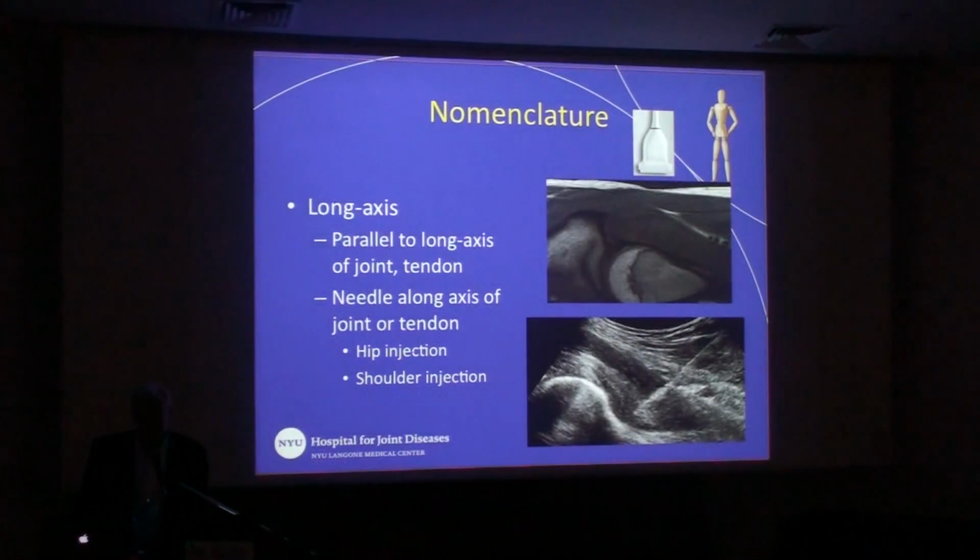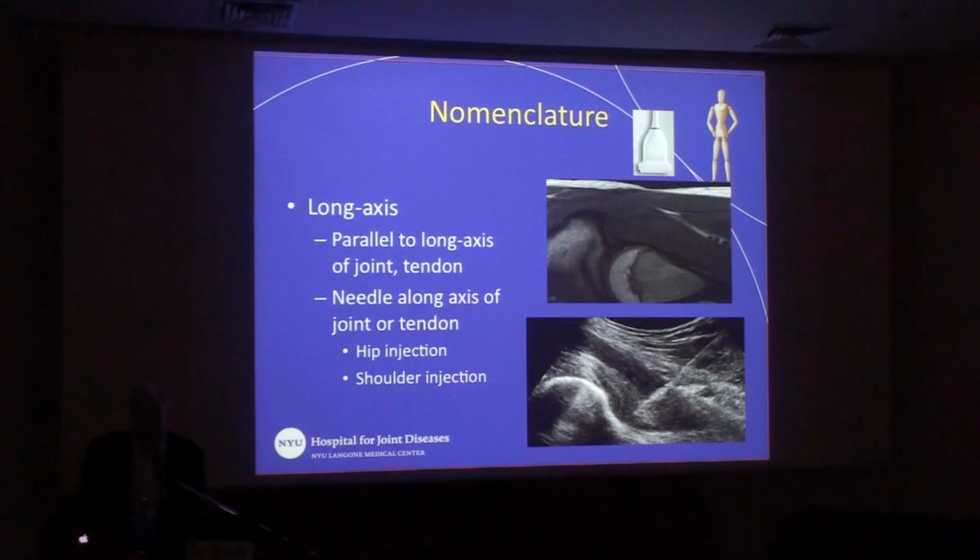Okay, so let's talk a little bit about some nomenclature. You're going to hear me use two terms, long axis and short axis, when I'm approaching structures. What do I mean by long axis? I mean parallel to the long axis of the structure. It could be a joint, it could be a tendon. A characteristic example of that is a hip injection, as I'm doing over here.